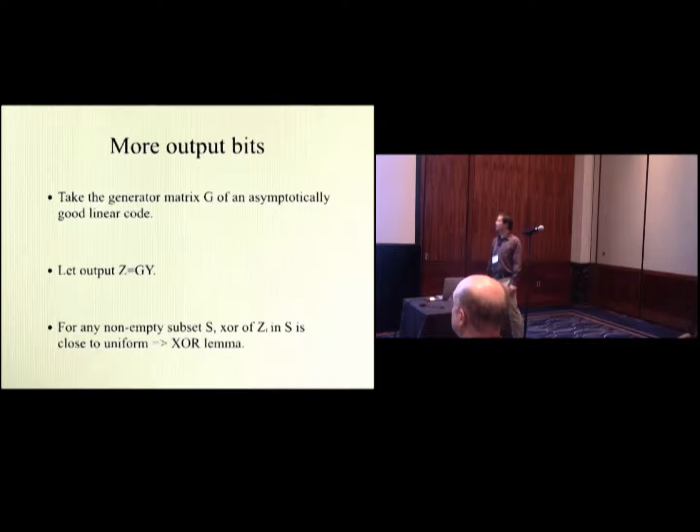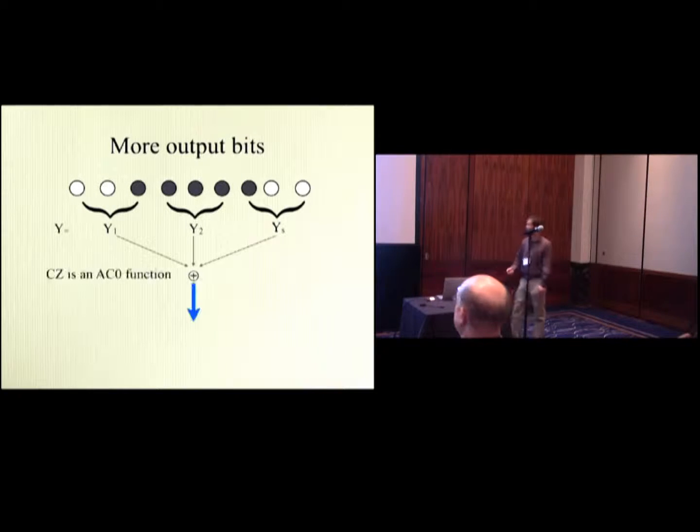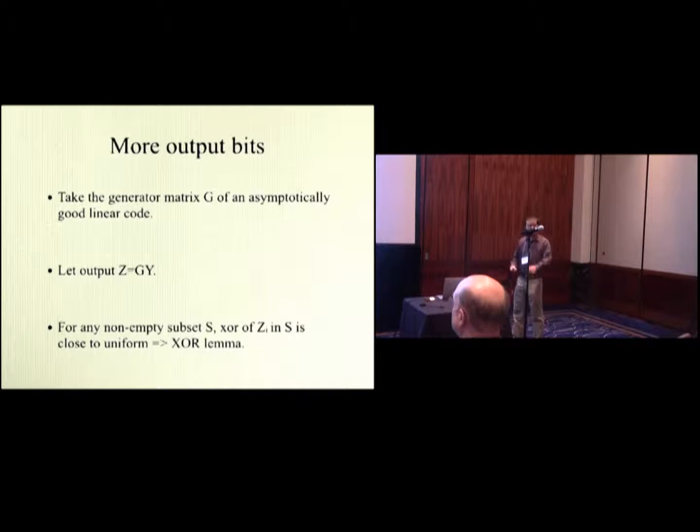Okay. So now in order to get more output bits, we can just take the generator matrix G of some asymptotically good linear code, and let the final output be G times Y, where Y is the previously output bits. And then the property of this generator matrix ensures that if you take the XOR of any non-empty subset of this Z, it's going to have a large weight, and essentially it's going to be the parity of a large number of these Yi's, which is again going to be close to uniform by the previous argument.